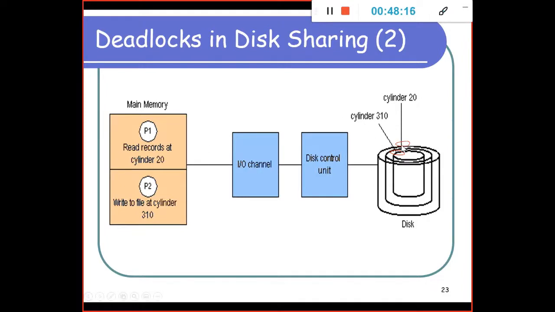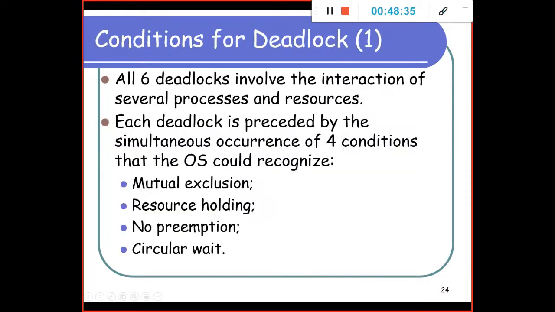So it's like a deadlock situation. The arm moves to 20, then to 310, moves here and then keeps on hold, then moves back. 20, 310. So it goes into a loop. Alright, this is the condition for deadlock in disk sharing.